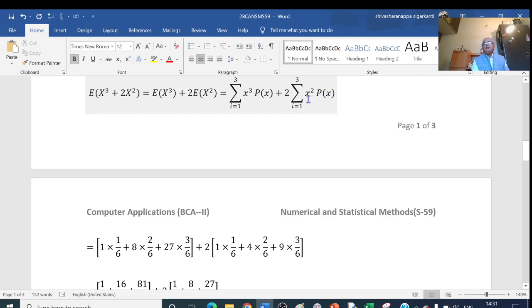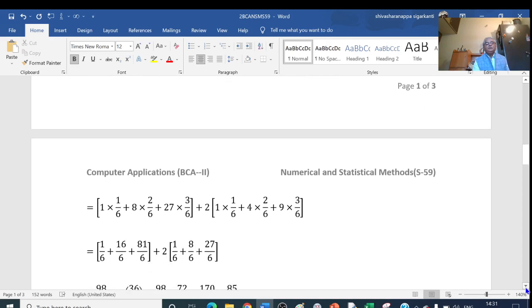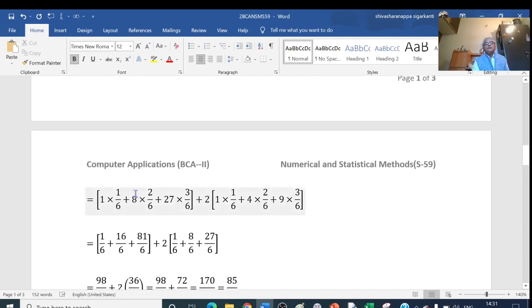I from 1 to 3 times, that is here 1 square, 1, into p(1), plus 2 square, 4, into 2 by 6, plus 3 square, 9, into p(3), which is 3 by 6. This is equal to 1 by 6 plus 16 by 6 plus 81 by 6, plus 2 into 1 by 6 plus 8 by 6 plus 27 by 6.